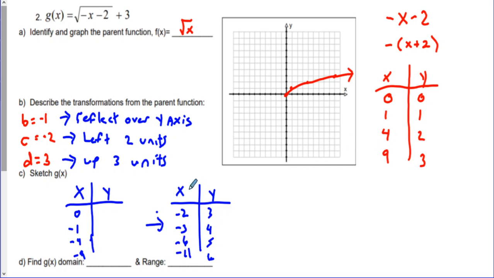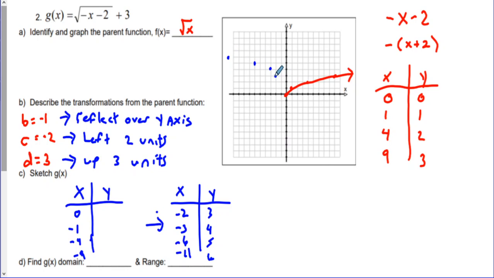So if I graph this now, -2, 1, 2, it's going to go up to 3. -3 will go up to 4. -6, 1, 2, 3, 4, 5, 6 will go up to 5, which is right here. And then -11 is a little bit off the graph over here, but that's going to go up to 7. Or I'm sorry, up to 6.